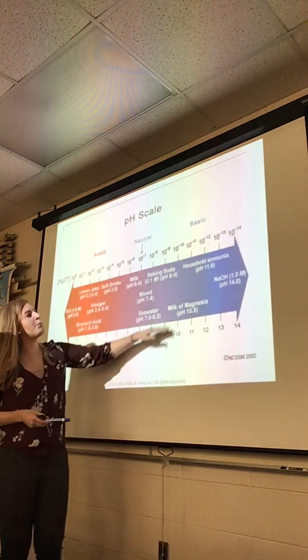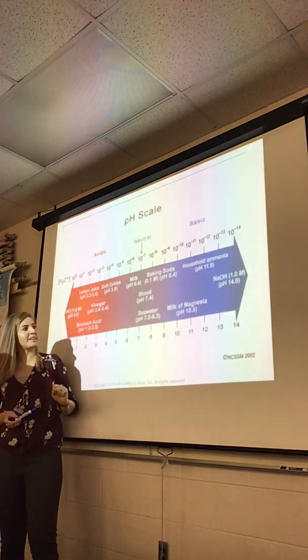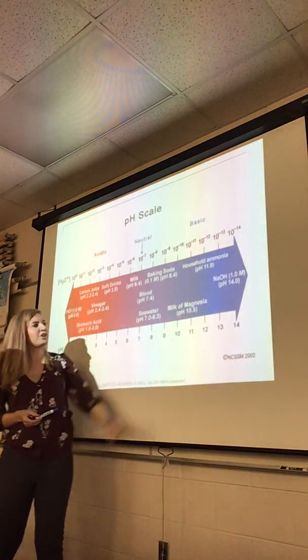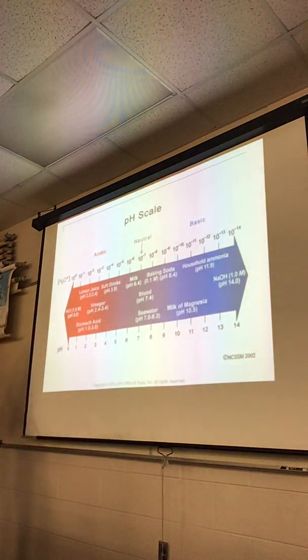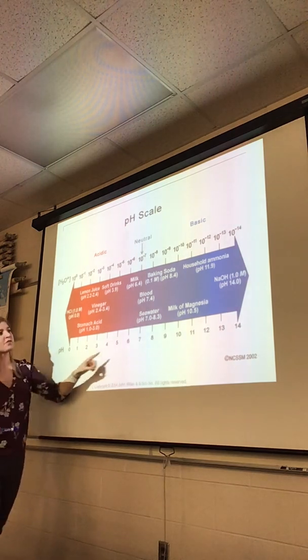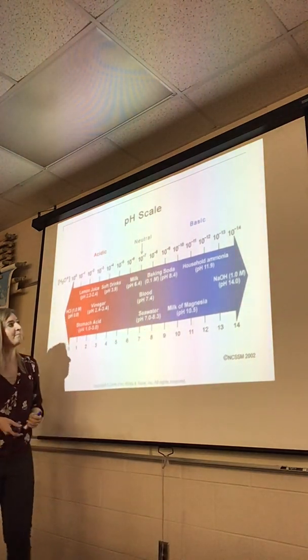Household ammonia 11.9. Is that very basic or a little basic? Very basic. Here we see milk of magnesia. What do you use milk of magnesia for? Neutralize stomach acid when you have an upset stomach. The reason for that? It's very basic, so it takes up hydrogen ions. Okay?